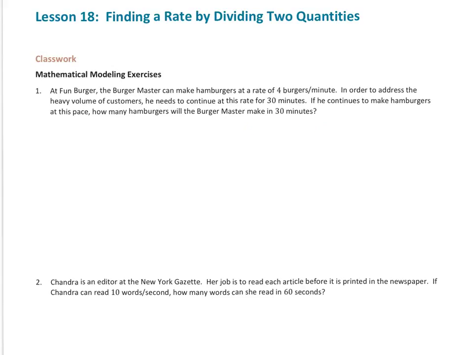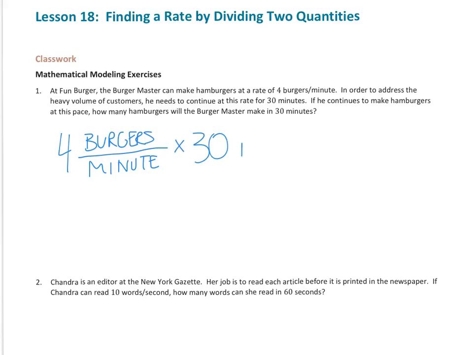All right, check this out. So he goes 4 burgers a minute. When we're doing a rate, we can actually write that as a fraction. So burgers per minute. Burgers over minutes. Times 30 minutes. You see where I'm pulling that from? 4 burgers a minute for 30 minutes. And then we want to know how many burgers.